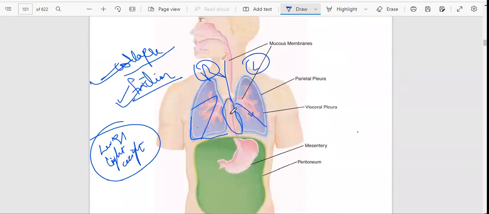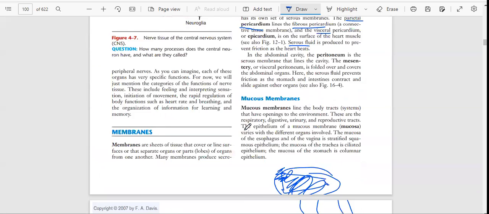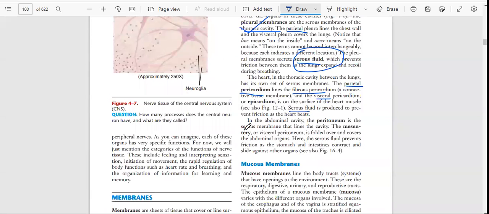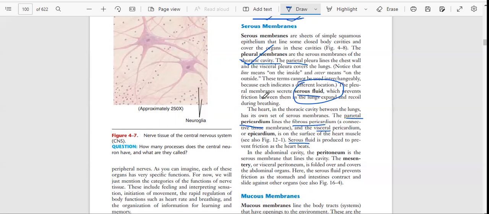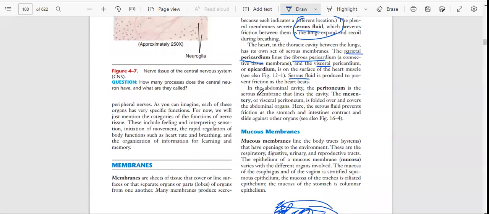So the heart also has one covering, called the pericardium. This is the outside parietal, inside visceral, with serous membrane. We have to remember that the lungs have a covering and the heart also has a covering, the pericardium.